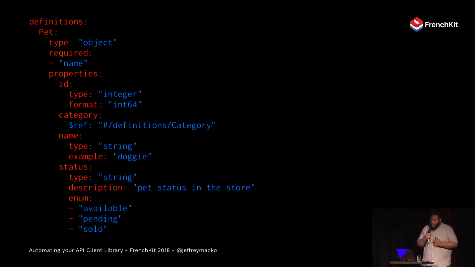Let's see what a definition looks like. A definition is an object, as you can see. We can see the required property of it. There are a few properties: ID, category, name, status, etc. ID is of type integer, int64, sorry. Category is a reference to another model. Name is a string with an example. And status is an enum, a string here. So, as you can see with this, you can really understand how your web services work.